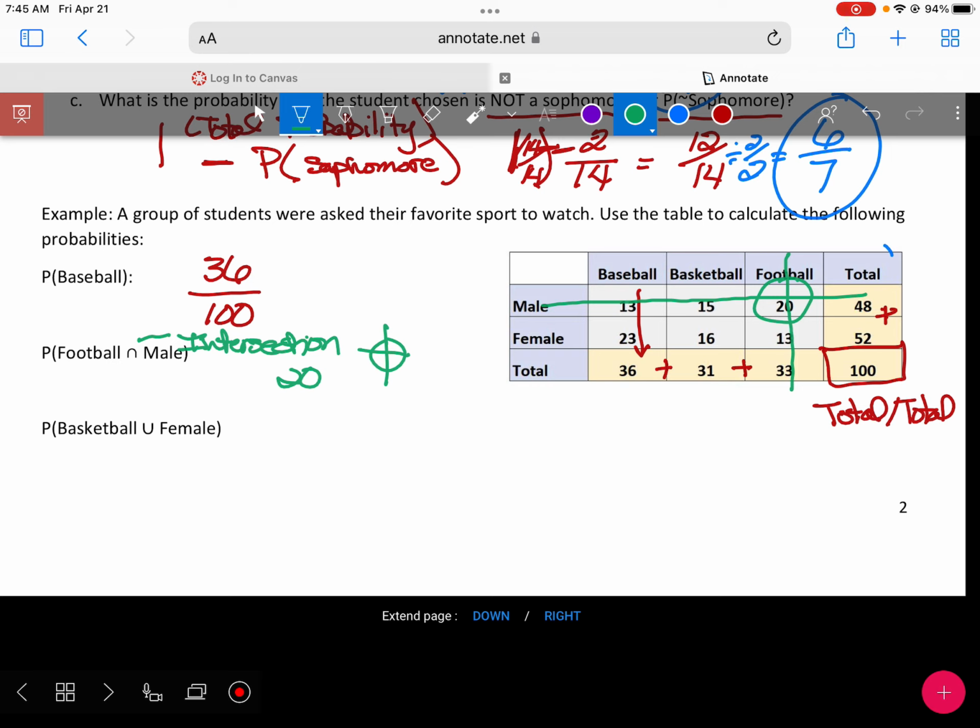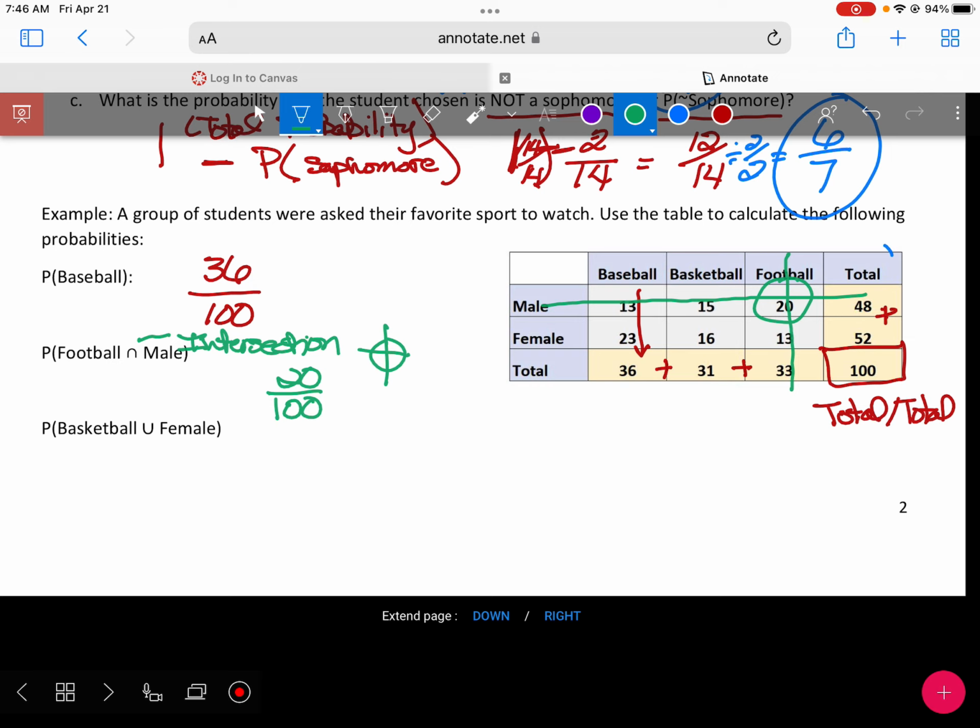out of the whole total, which is how much? Guys, what's my total? 48. No. Oh, 100. 100. Yep. 100. Jason, come on. Do you see how that's an intersection? Think of an intersection of streets. It's where the two roads cross. So an intersection here, football and male, they have to be part of both. They have to intersect.